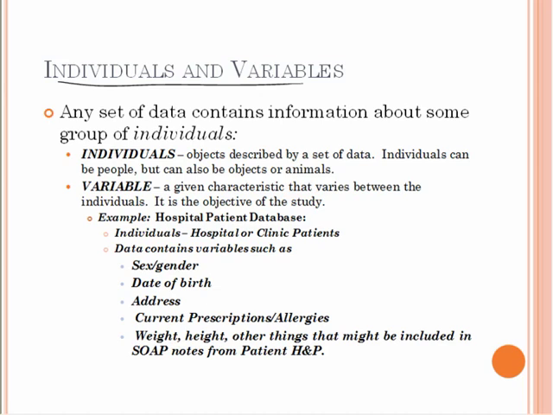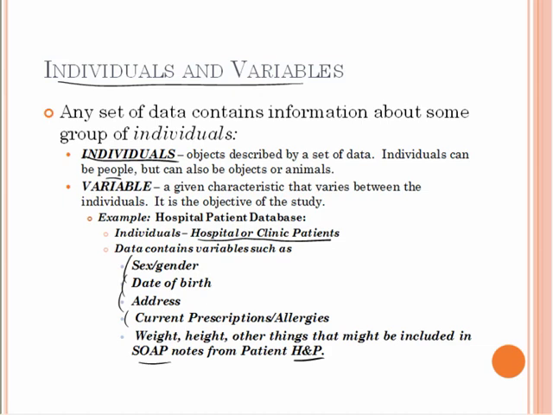Individuals and variables: any set of data containing information about some group of individuals. Okay, so what do we mean when we say individuals? They can be people, yes, and often are. The data we collect is about people: sex, date of birth, address, prescriptions, allergies, weight, height, other things that are included in the SOAP notes from the patient history and physical. A given characteristic that varies between the individuals would be what we mean when we say a variable. And the objective of the study is to collect that data for all of the patients involved.